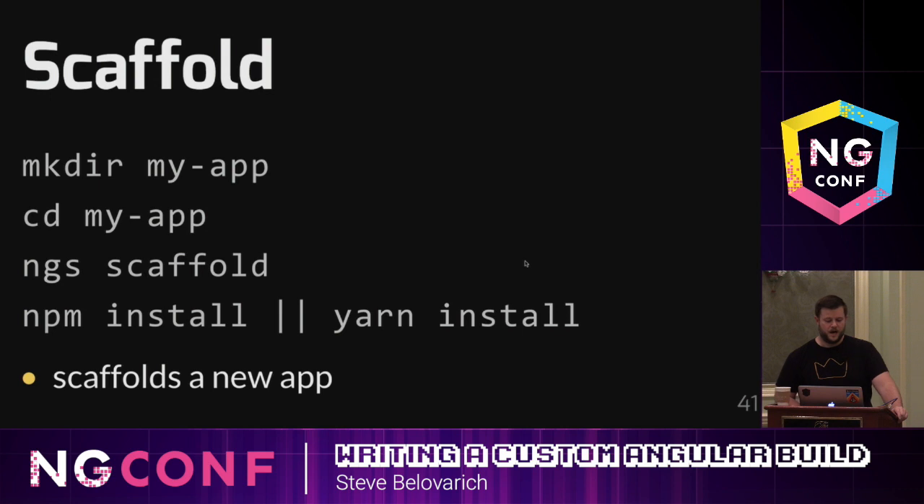So in order to scaffold an Angular application with this CLI, what you should do is create a new folder somewhere else. Like I said, it can be a sibling to the repository. You're going to make a new directory. You can call it whatever you want. I chose my app. Change directory into that application, and then run ng-s scaffold. And then once you are done with that, run npm install, or if you have yarn, go for it.